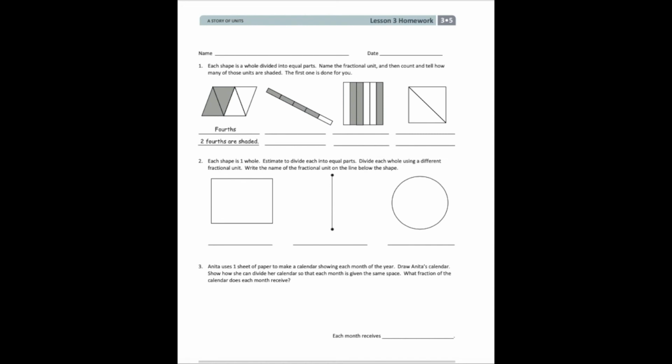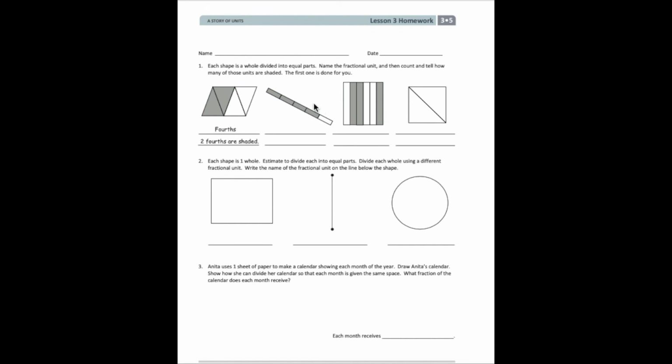Each shape is a whole divided into equal parts. Name the fractional unit and then count to tell how many of those units are shaded. The first one is done for you, so you shouldn't have to copy this one down. So it looks like we're talking about fourths. We have 1, 2, 3, 4 parts. We're talking about fourths. 2/4 are shaded. That is correct.